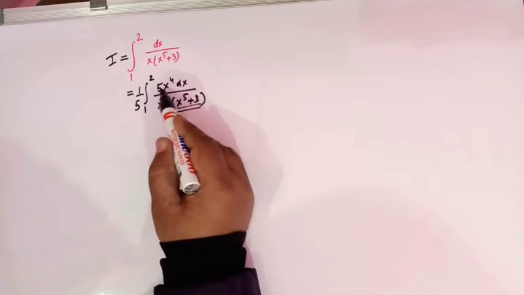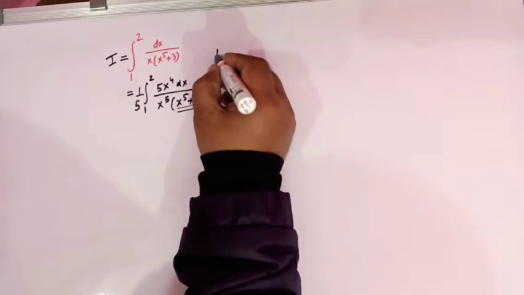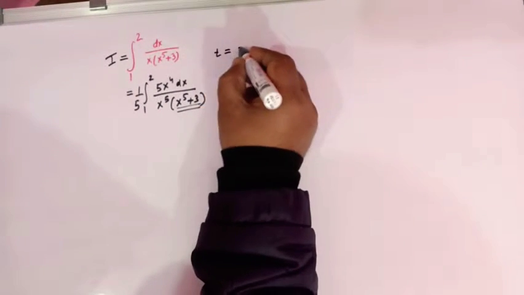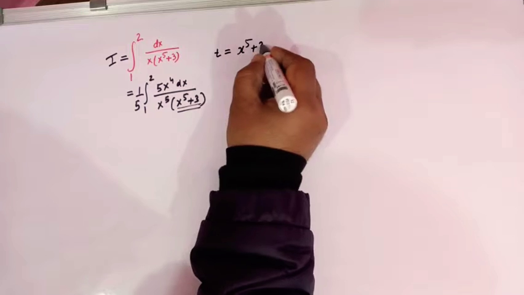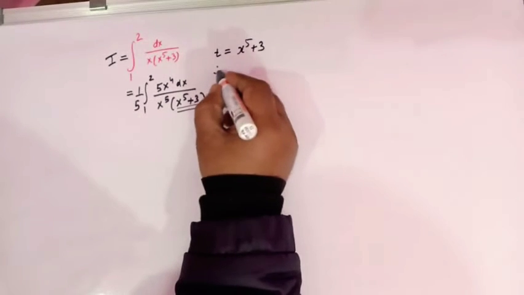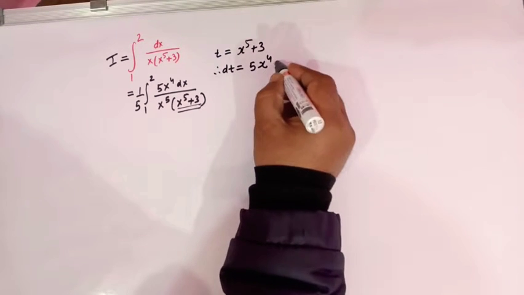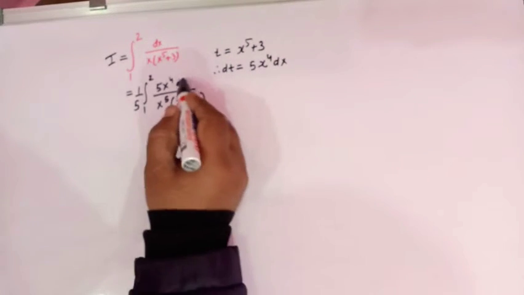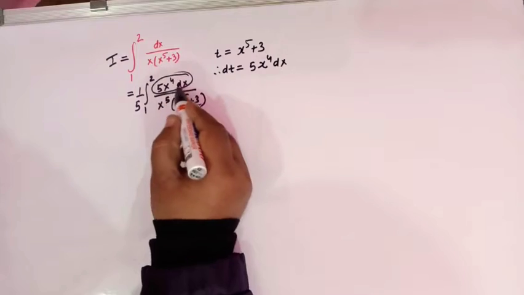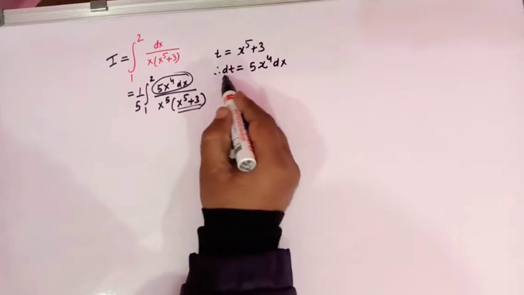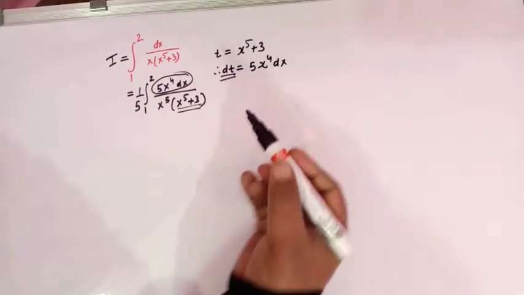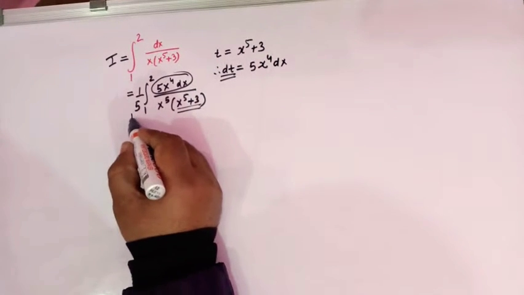Now once we have obtained the derivative in the numerator, we can substitute t is equal to x raised to 5 plus 3. Therefore dt is equal to 5x^4 dx, so for 5x^4 dx we can write dt. Clear? Okay, now let us change the limits accordingly.